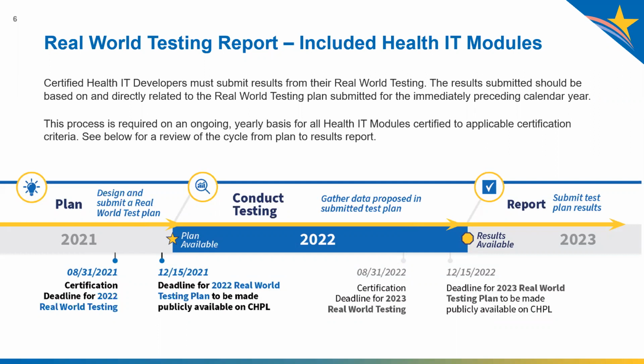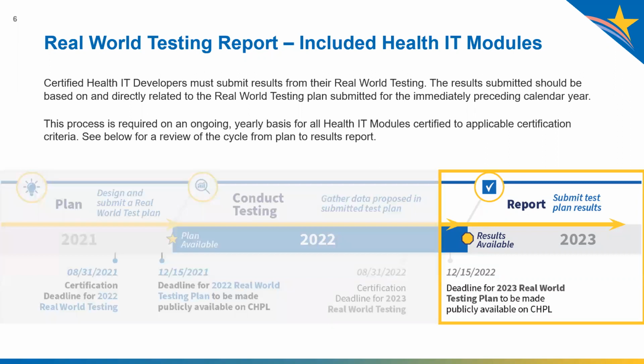So you submitted your plan for 2022 real-world testing back in 2021. You executed that plan in 2022, and then you recently planned how you're going to conduct your real-world testing for 2023. That 2023 plan was submitted in 2022 as you were wrapping up your 2022 plan, and you had to have that one made publicly available on CHPL no later than December 15th of 2022. So you have submitted two plans, had you been eligible for real-world testing in the first year of real-world testing. And now you're going to be reporting on that.